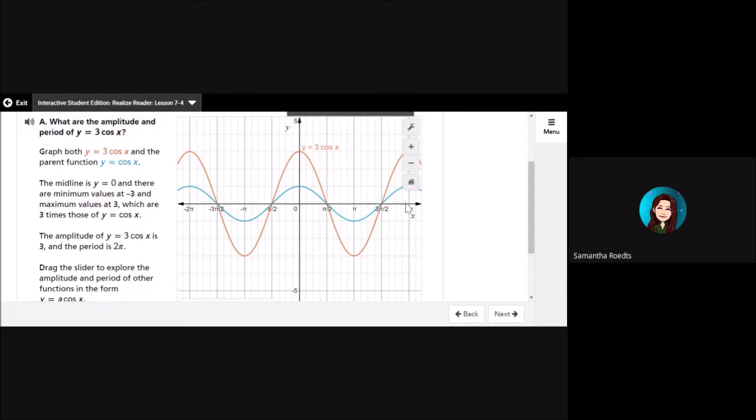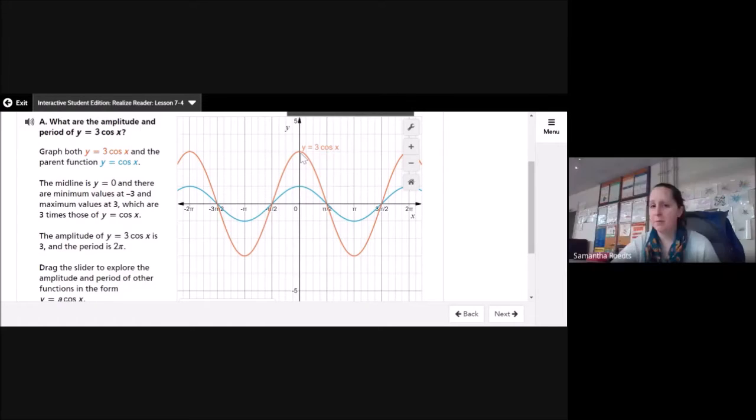So the blue is the cosine function. You can see that the red function is y equals 3 cosine x. Notice the difference in the amplitude. Here I am at 1, here I am at 3. The midline is still y equals 0. I didn't do anything to the midline. The maximum and minimum values are at 3 and -3, which are 3 times that of y equals cosine x. So the amplitude of y equals 3 cosine x is 3, and the period is still 2 pi. I didn't do anything with the period.